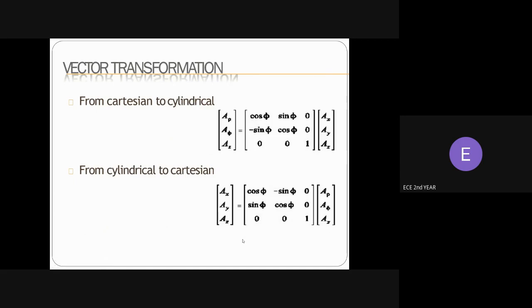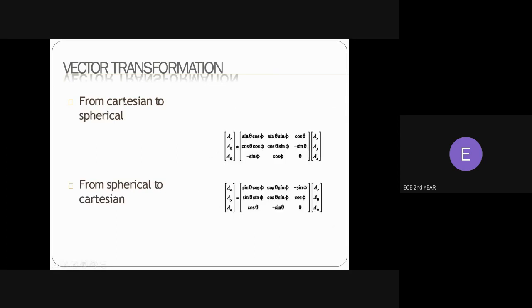Finally, the vector transformations are given as formulas here. If you take Cartesian to cylindrical, that means the three values Ax, Ay, Az, a vector given in Cartesian coordinates. If they ask you to convert that to the cylindrical system, A rho, A phi, Az, you have to use this particular matrix: cos phi, sin phi, 0, minus sin phi, cos phi, 0, 0, 0, 1. Then you put the values for Ax, Ay, Az here, and if you multiply these, you will get the vector in the cylindrical coordinate system. Similarly, for the reverse, from cylindrical to Cartesian, if a vector is given in cylindrical, you can use this particular matrix to convert that vector to a Cartesian vector.